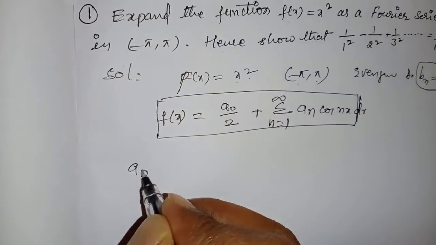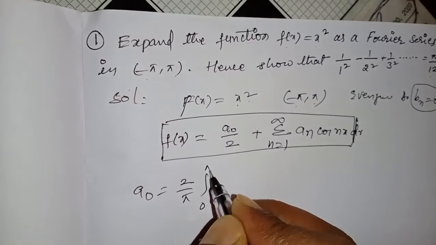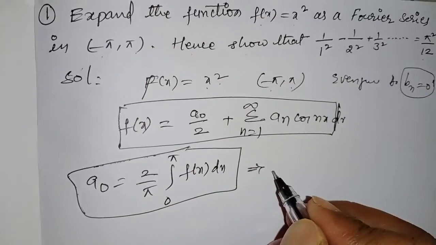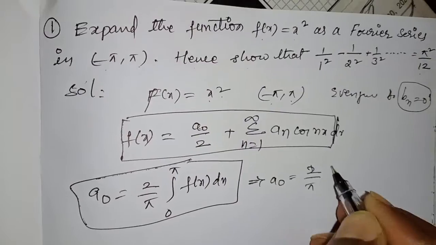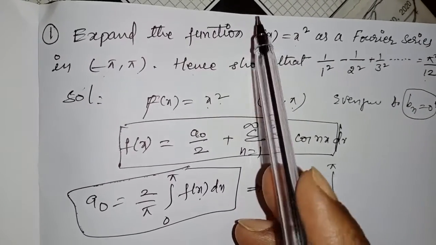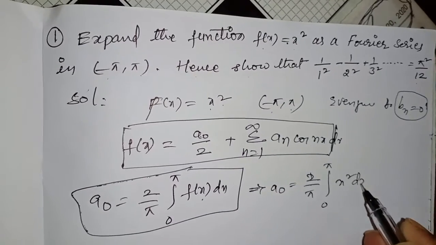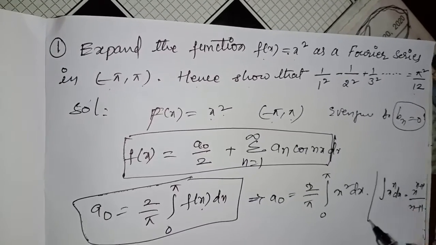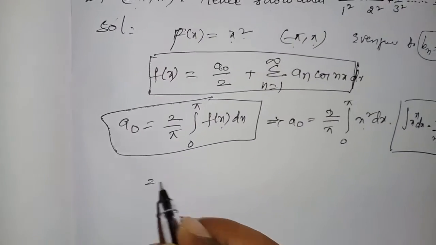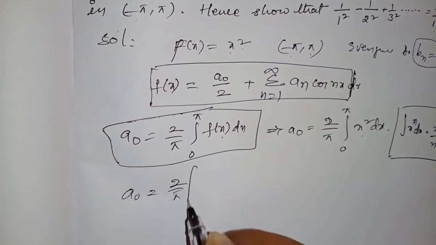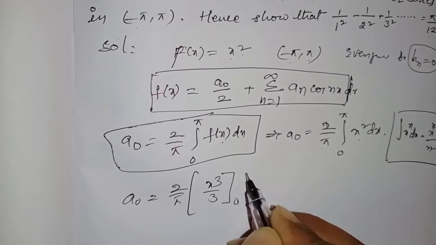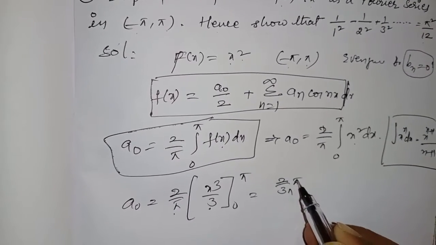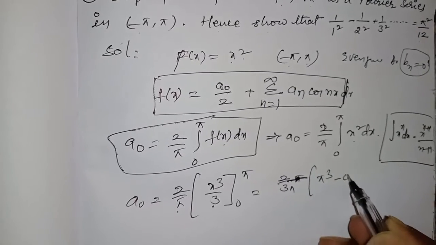A naught is equal to 2 by pi integral 0 to pi f of x dx. That is equal to 2 by pi integral 0 to pi, f of x is x square, so it is x square dx. We know that integral of x power n dx is equal to x to the power of n plus 1 by n plus 1. If you apply here, that is equal to 2 by pi into x cube by 3, where the limits are 0 to pi. Here the denominator is 3, take it outside. That is equal to 2 by 3 pi into pi cube minus 0 cube.